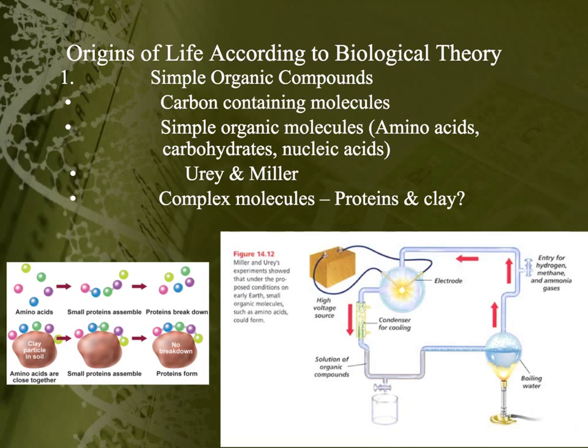And so what they did is they then zapped these chemicals to simulate the lightning, and what they ended up with were simple chemical compounds: amino acids, carbohydrates, and nucleic acids. The problem is they were simple chemical compounds, and that's as far as Urey and Miller could get. They couldn't get to the complex compounds like proteins.